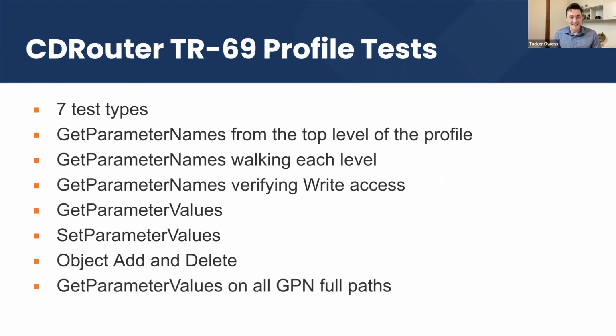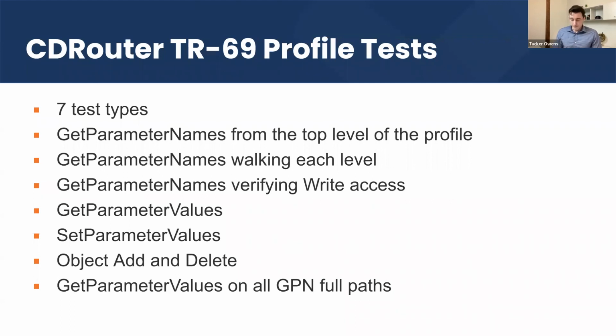And now lastly, the get parameter values on all GPN full paths. This test is sort of a multi-RPC test where we'll actually do a get parameter names on the root of the profile. And then we'll walk through and do a get parameter values on every single parameter that was returned.